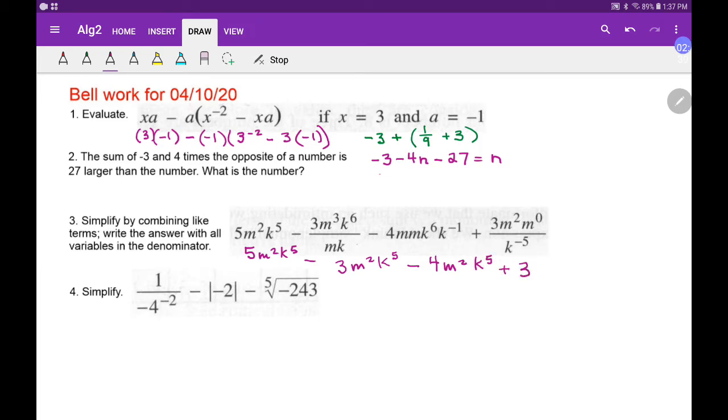Plus 3. I've been writing m first. I guess I don't care about alphabetical order. And then k comes to the top, so we have to change the sign. Then we put things that are alike together.